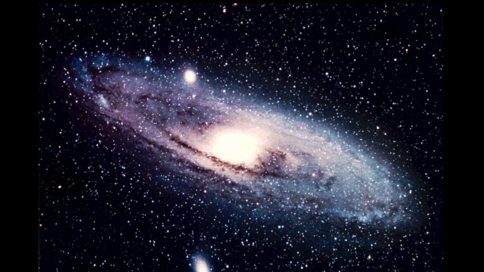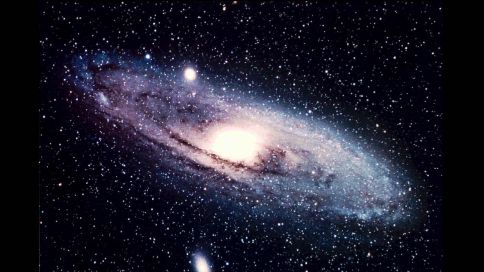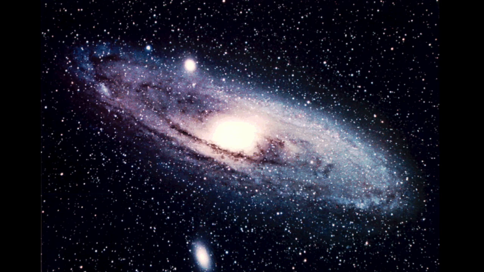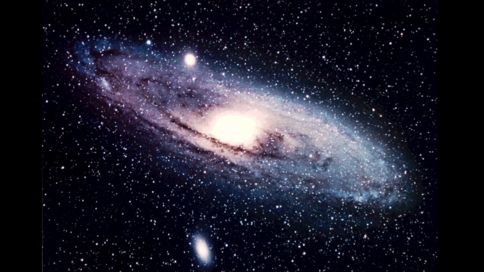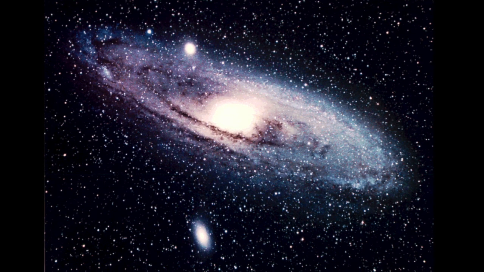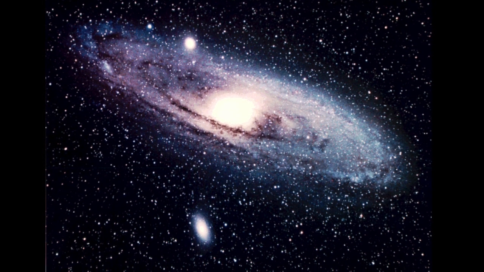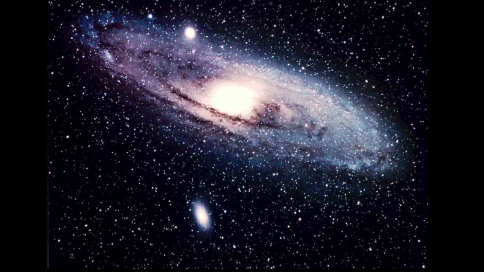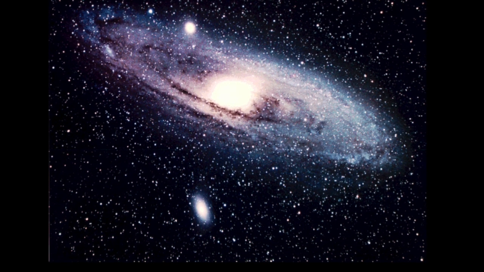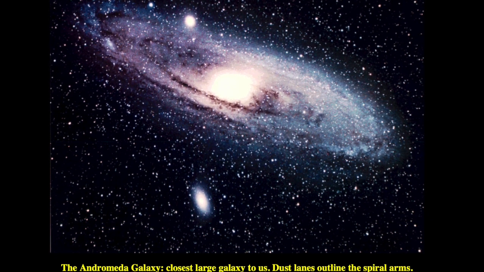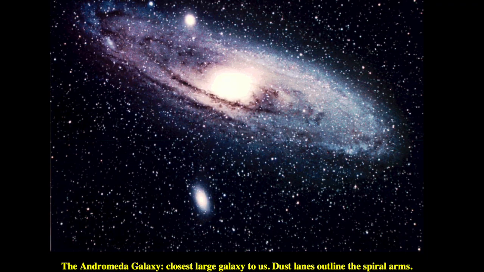Next slide. We can get an idea of what our galaxy looks like by looking up or down out of the disk plane, where we are able to see other galaxies. The Andromeda Galaxy is the closest large galaxy to us at about 2.5 million light-years away. It is about the same size as the Milky Way. From our vantage point in the Milky Way, we see the Andromeda Galaxy tipped at an angle to our line of sight. The dust lanes outline the spiral arms.